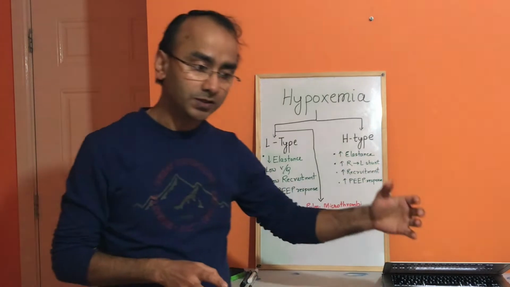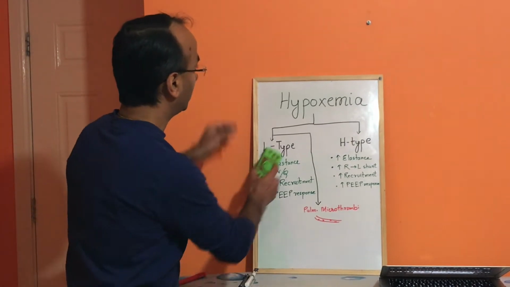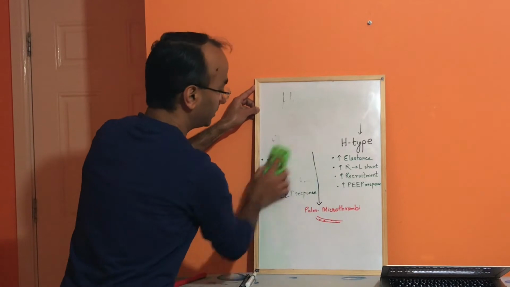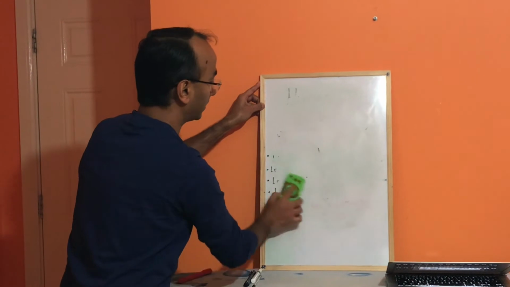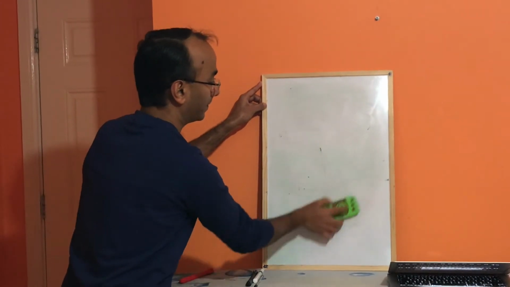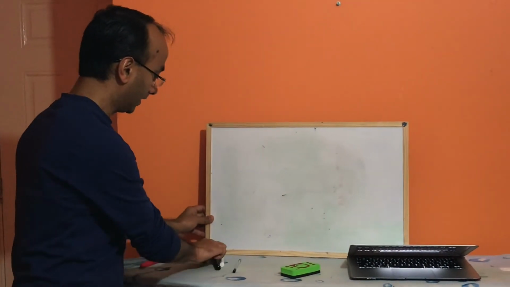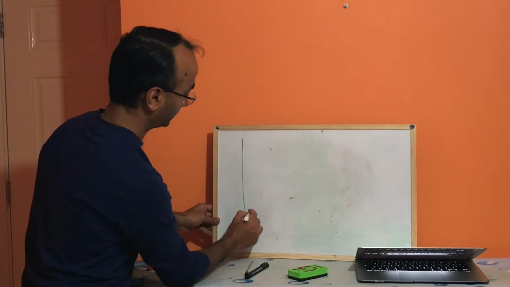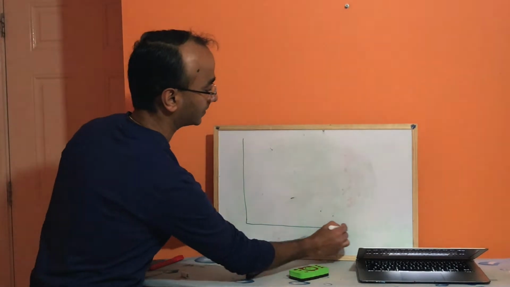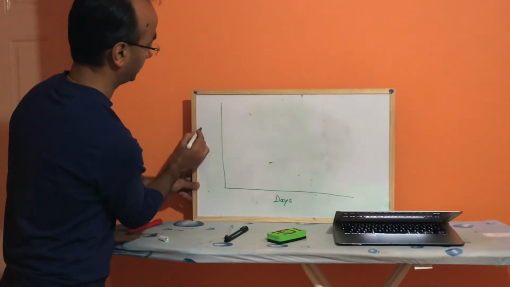Now going forward, how do you look at the severity of the hypoxemia? As I said, the hypoxemic patients, both in L type and H type, are severely hypoxic. But how they can present to us, I'll just change it and show you. Let's say for example, on the y-axis is the severity and on the x-axis is your number of days.